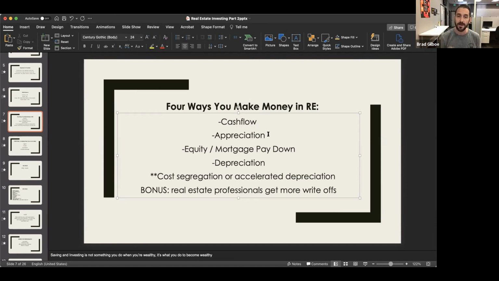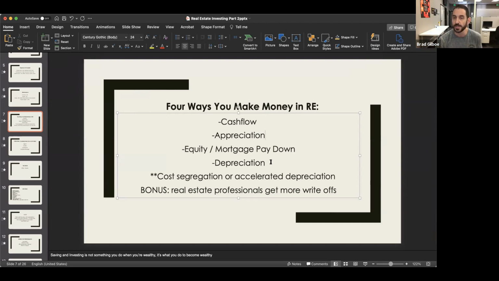Your property is going to go up in value, especially if we're anticipating some hyperinflation, or at least something on pace with what we've experienced. Appreciation is where your property is going up in value. At the same time, you've got your equity, or the mortgage pay down, as your tenants pay it down every month. So the gap of equity you have is going to be increasing.